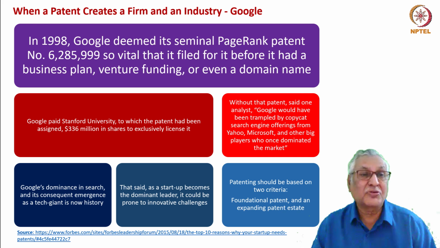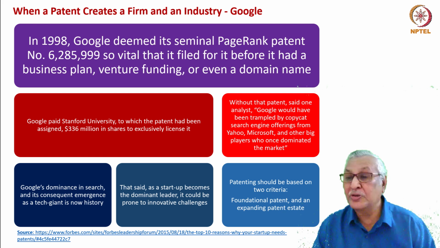There are occasions when a single patent can create a firm and even an industry. The case of Google is interesting in this respect. In 1998, Google deemed its seminal PageRank patent, number 6285999, so vital that it filed for the patent even before it had a business plan, venture funding, or even a domain name. Google paid Stanford University, to which the patent had been assigned, $336 million in shares to exclusively license it.